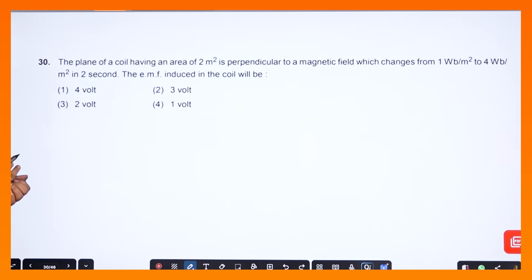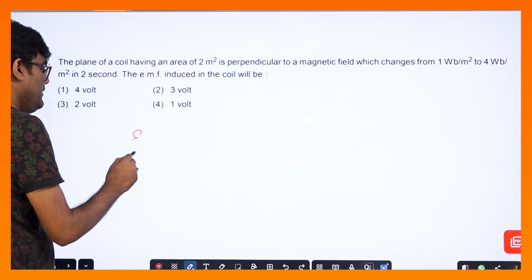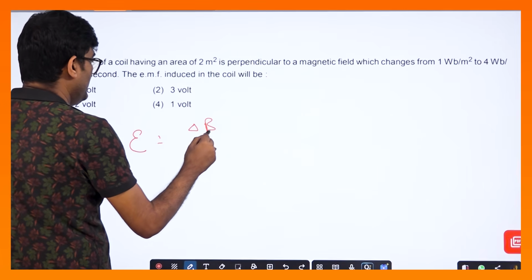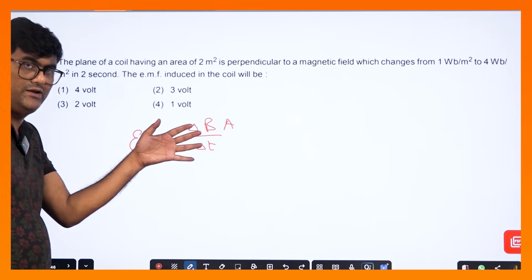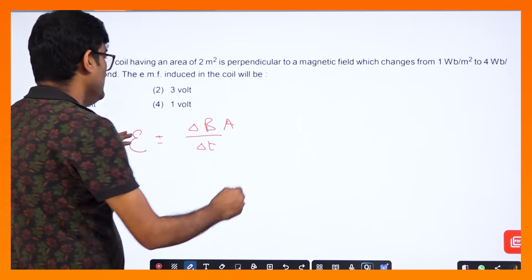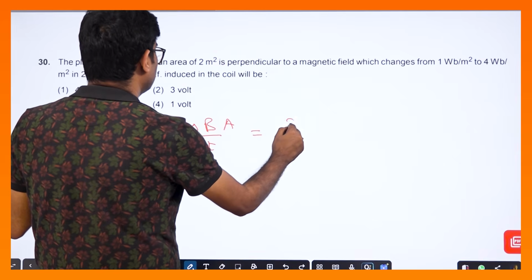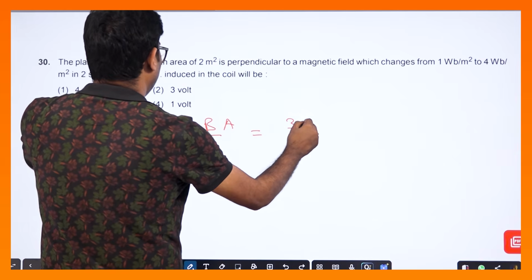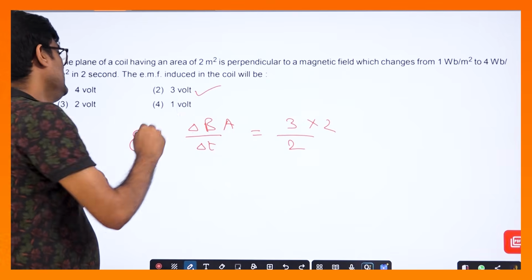The plane of a coil having area 2 meter squared is perpendicular to a magnetic field which is changing from 1 Weber per meter squared to 4 Weber per meter square in 2 seconds. What is the EMF? We know that EMF is equal to change in magnetic field multiplied by area divided by the time, which means d phi by dt. So delta B is 1 to 4, that is 3 Weber per meter square, multiplied by the area 2, and the time given is 2 seconds. So I think 3 volt is the EMF induced in the coil.